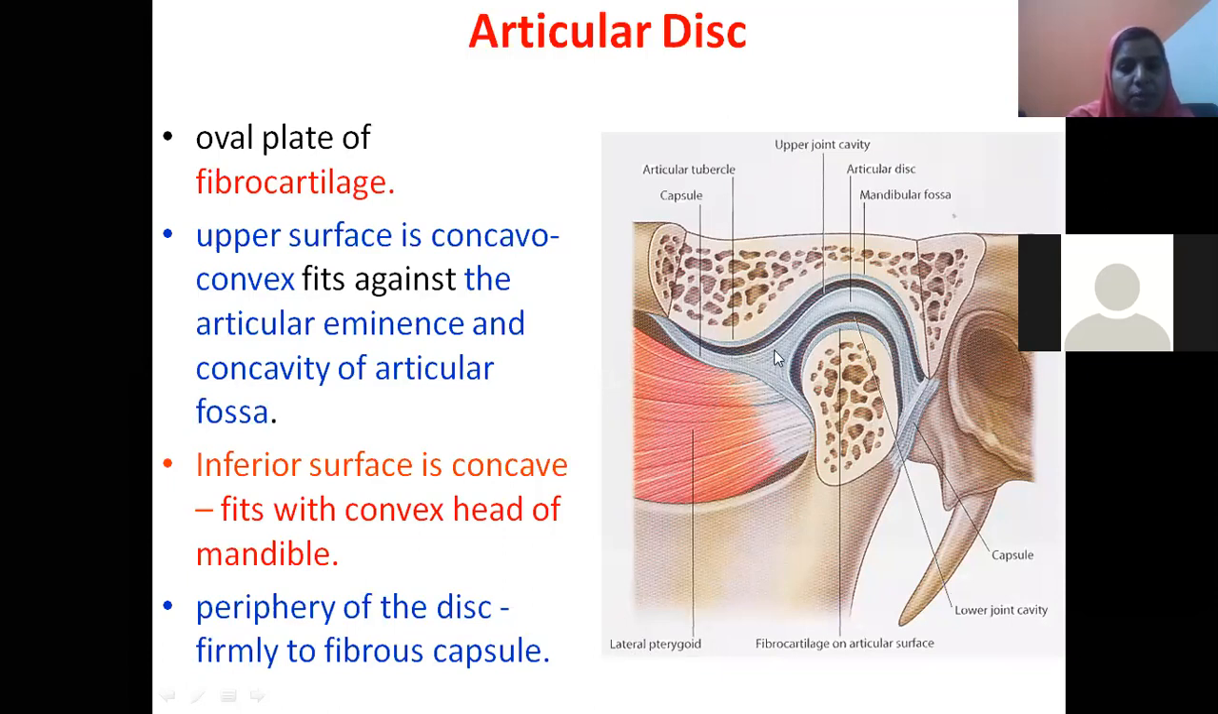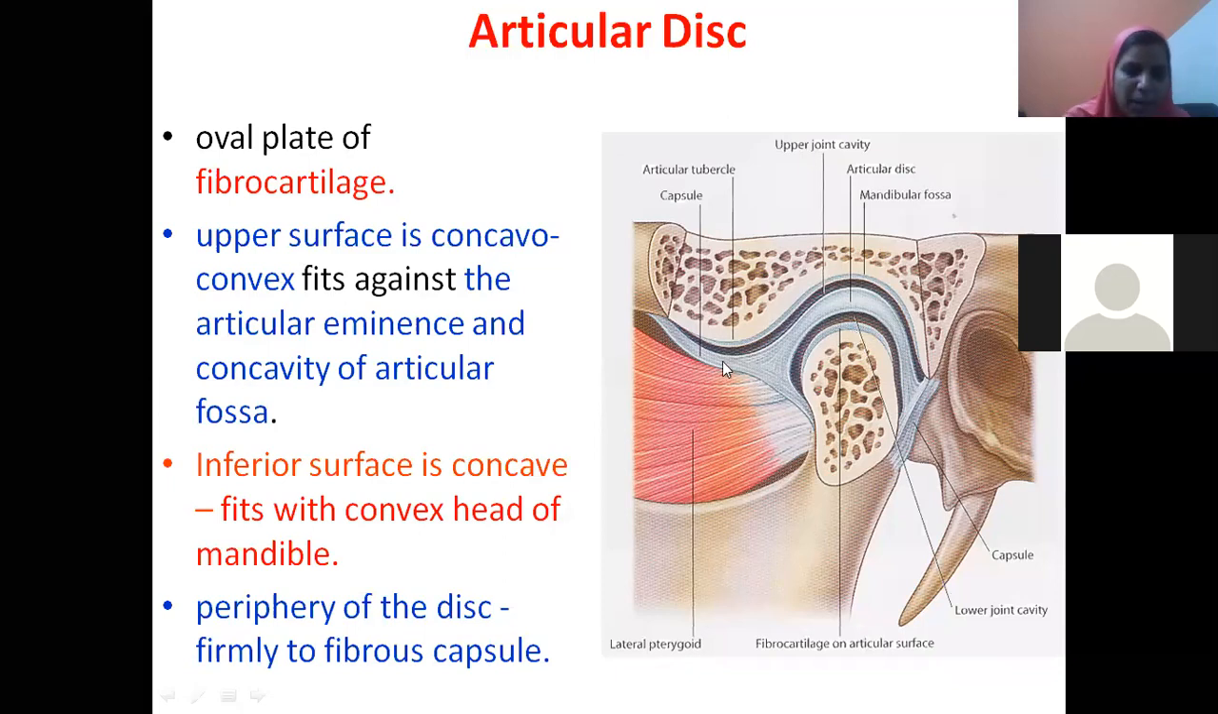So the upper surface, you can see, is concavo-convex, which is fitting against the articular eminence and the concavity of the articular fossa, nothing but the mandibular fossa. It is congruent along the mandibular fossa. Then this is the inferior surface, which is concave, and it is fitting at the convexity of the head of the mandible. This convex head, and this is the concave inferior aspect of the articular disc. They fit in each other. This is fitting and this is fitting.